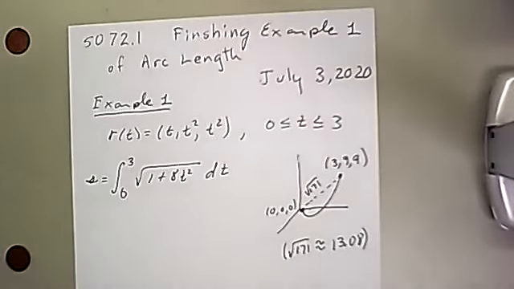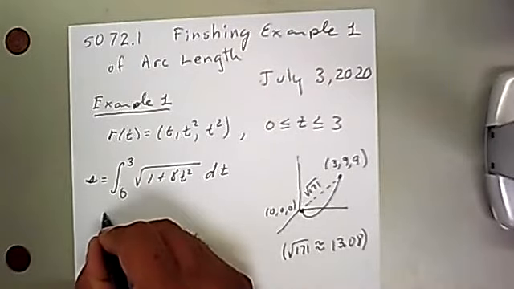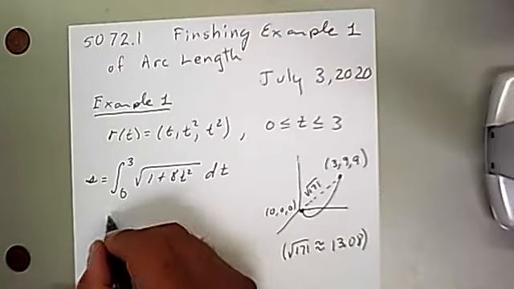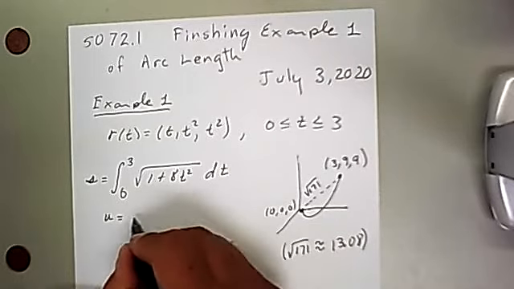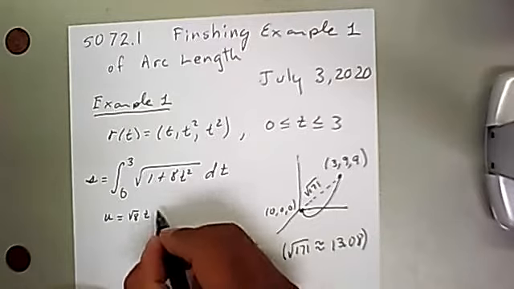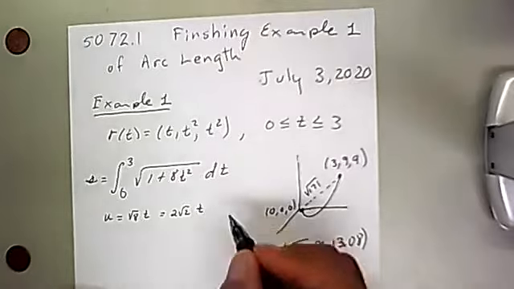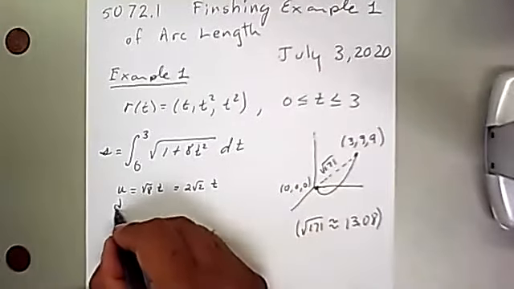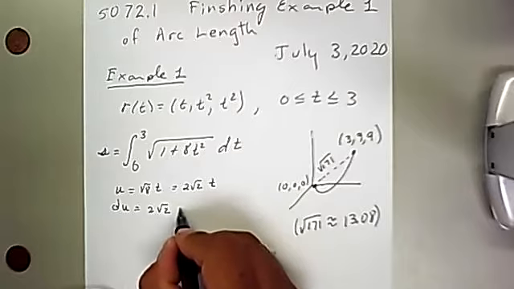Okay, here's where we left off in the last video. We're going to finish this example now. We're going to do a change of variable, and we're going to set u to be the square root of 8t, which is the same thing as 2 root 2t. And the differential of u will be 2 times square root of 2 dt.